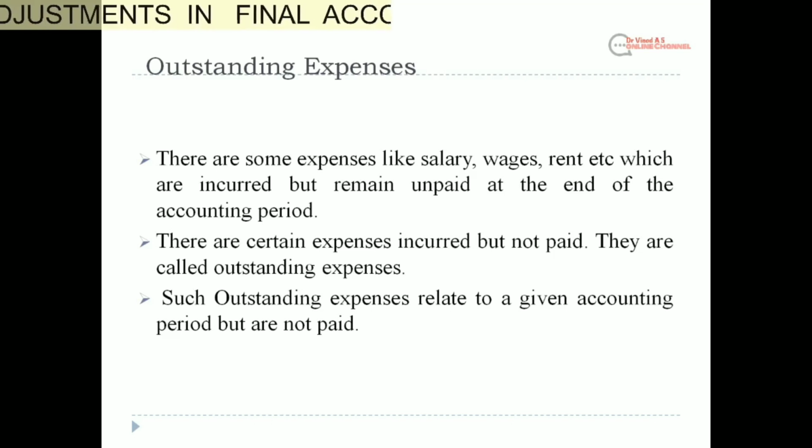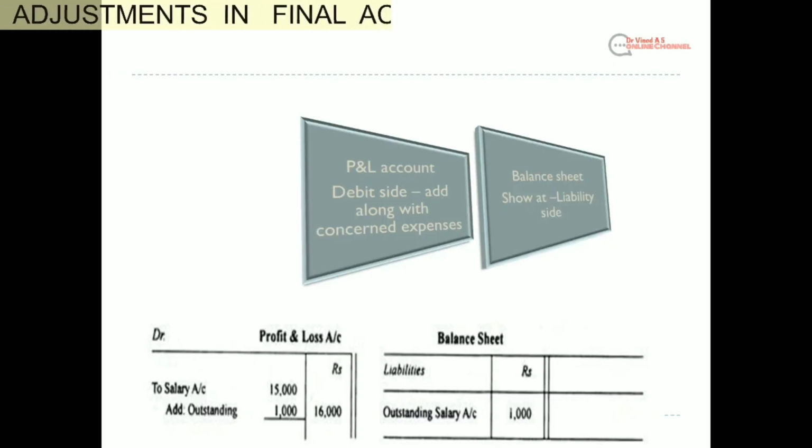The second one is outstanding expenses. There are some expenses like salary, wages, rent, etc., which are incurred but remain unpaid at the end of the accounting period. Such expenses are called outstanding expenses. They relate to the given accounting period but are not paid. So there are some expenses incurred in the accounting period which are not paid. Such types of expenses are called outstanding expenses.